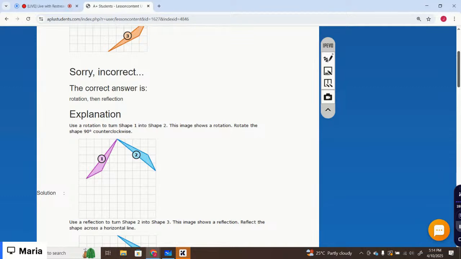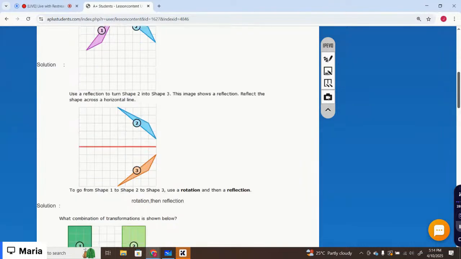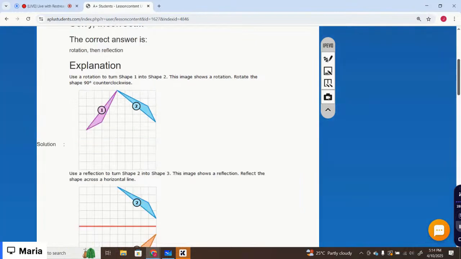And then from shape 2 to 3, that is a reflection. You can see, use a reflection to turn shape 2 to shape 3. The image shows a reflection. Reflect the image across a horizontal line. Let's just start with the test questions.